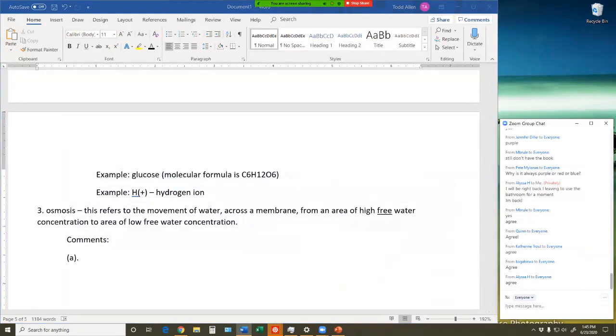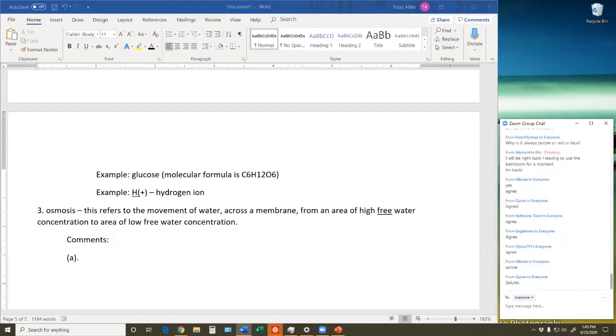Once again, when we were talking about simple diffusion and facilitated diffusion, were we talking about the movement of the solute or the movement of the solvent? That's correct, Matt, solute. But please understand, for osmosis, we're interested in talking about the solvent, not the solute.